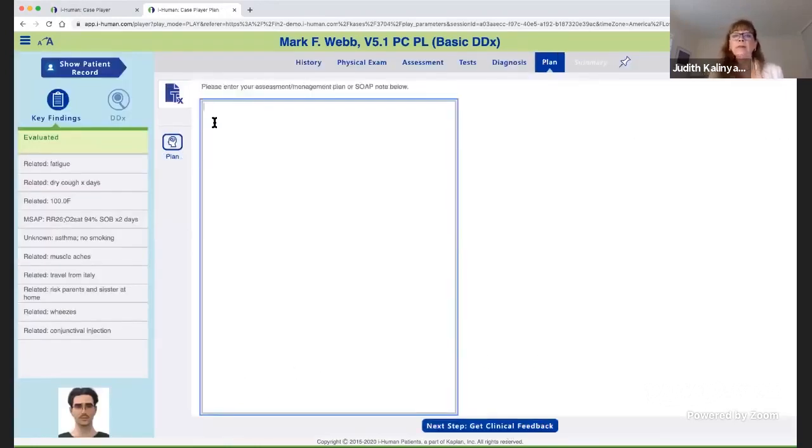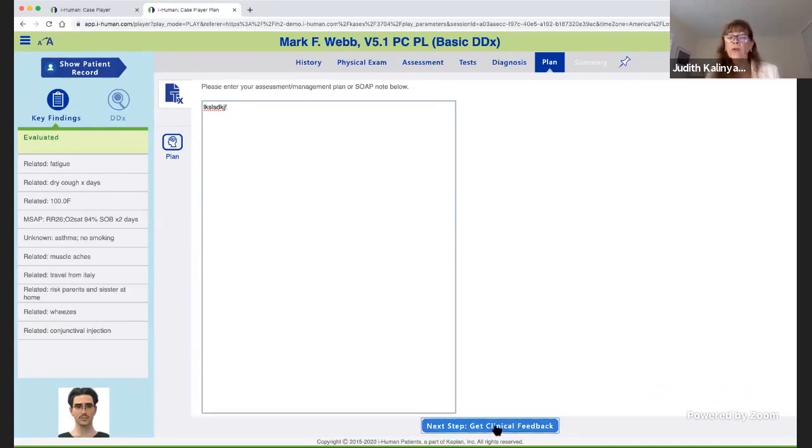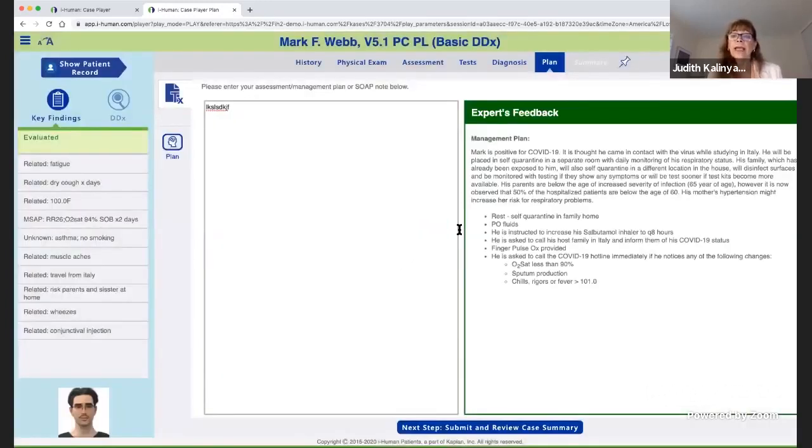Ultimately, we have to give him a plan. I'm going to just put in gibberish here so that we can move forward and leave some time for questions. We're going to get clinical feedback. In this plan, he would still be considered to put in personal isolation, lots of fluids, monitoring his level of hypoxia. He's young, it's considered a mild case, so we would continue to monitor.